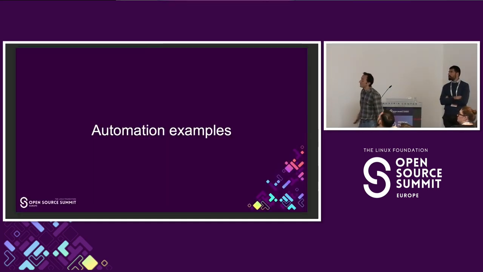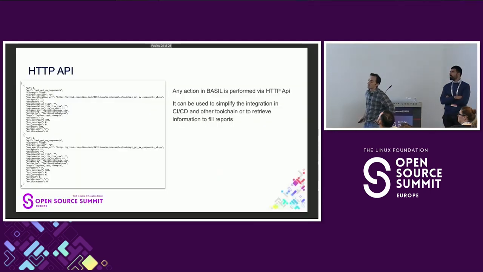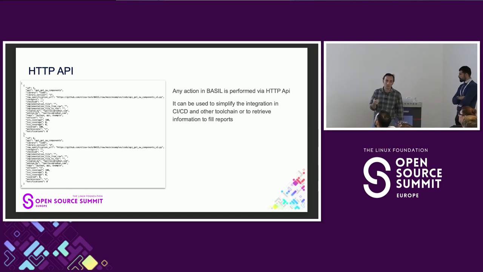So we will talk about a few automation examples, because everything that you can do in this tool is done at the end via an HTTP API. So you can use this HTTP API to do all the same things that you do with the user interface. Essentially, there are no limitations on the use you want to make of it, because you have access to all your work items, you can run your tests, you can file bugs. It's just a matter of fantasy.